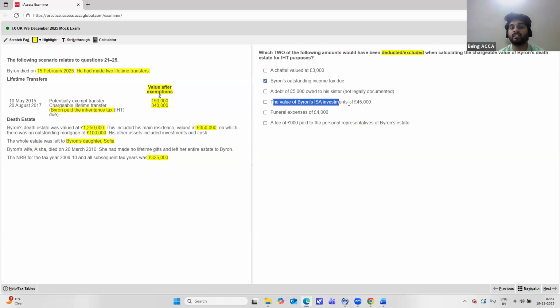Value of Byron's ISA investments of 45,000. Any income earned from ISA investments is exempt from income tax, but it is not exempted from your death estate computation. So this value should be included and not excluded. Therefore, this is also not a right option. Let's keep striking through the wrong options for better clarity. Any verbal promises made to your friends or any debts that are not legally documented will not become deductible. Very important point to remember.